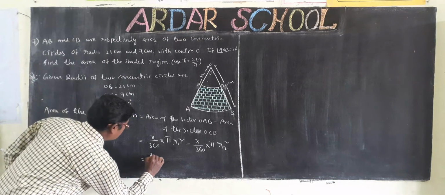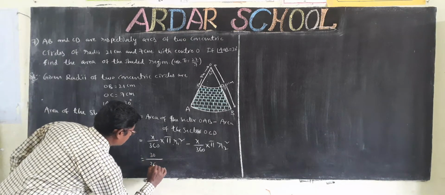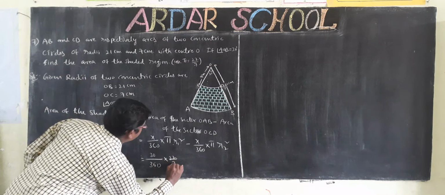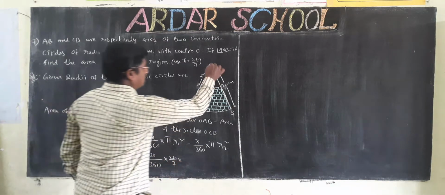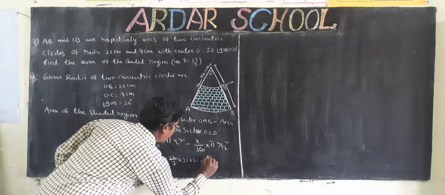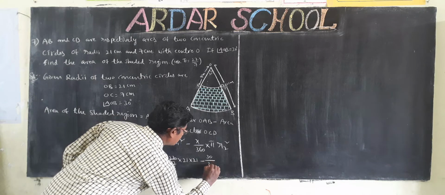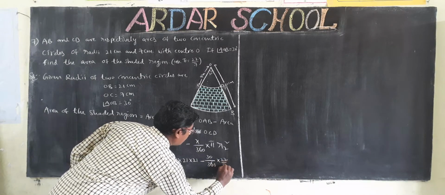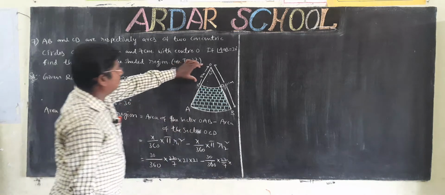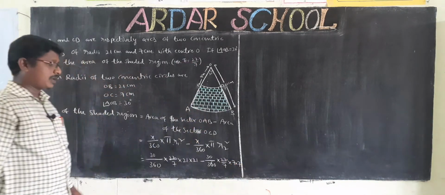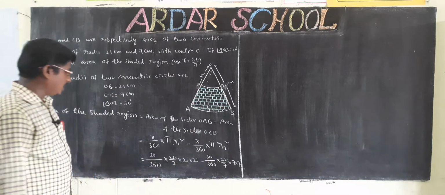So 30 degrees by 360 into 22 by 7 into r1, r1 means 21 into 21, minus 30 by 360 into 22 by 7 into r2, this is 7, 7 into 7. Okay. Now simplify this one.